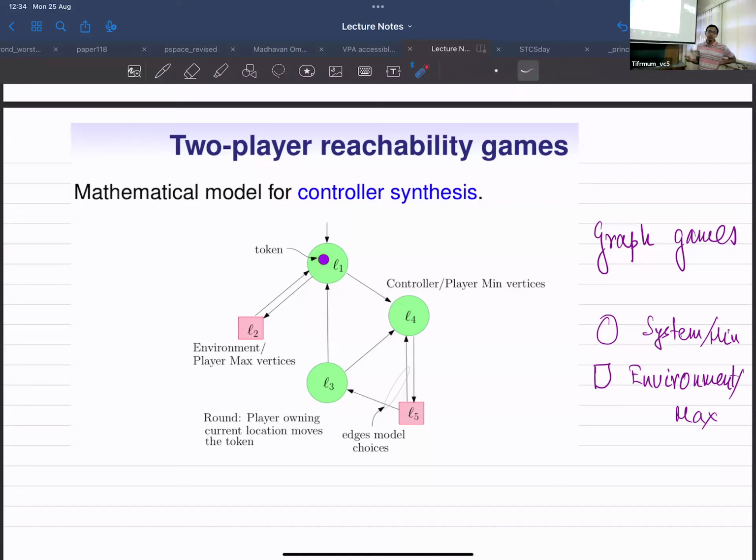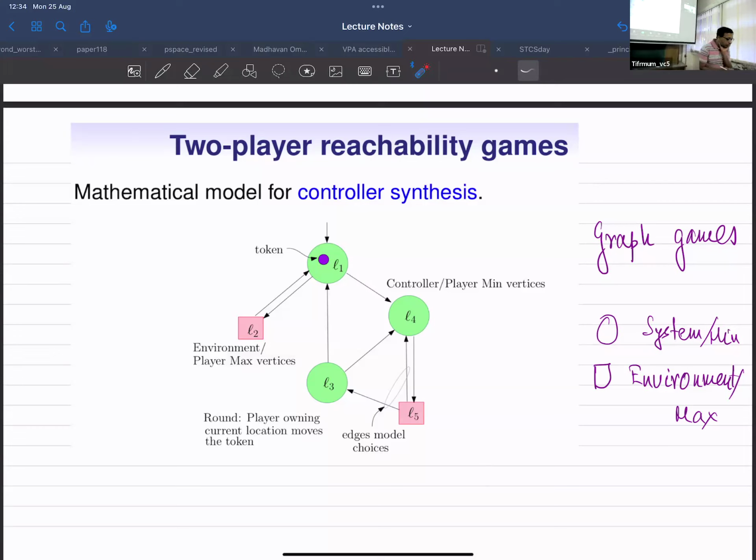And in every round, the player who owns this particular vertex, so here L1 is owned by the system player, would move the token to one state. So here there are two possibilities. The objective here is: can I reach, let's say, L3? Can I, as a system player, reach L3 against you as the environment? Whatever way you play as an environment, I should be able to reach L3.